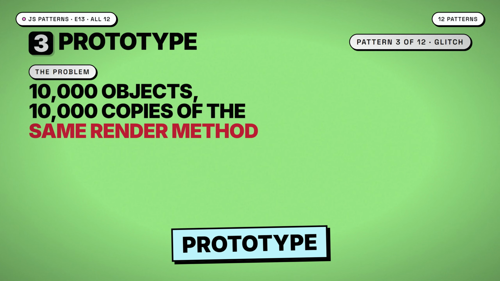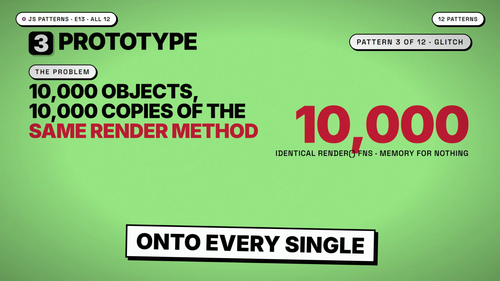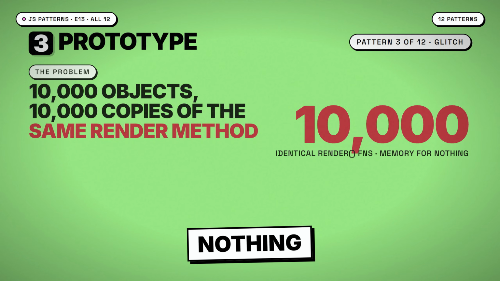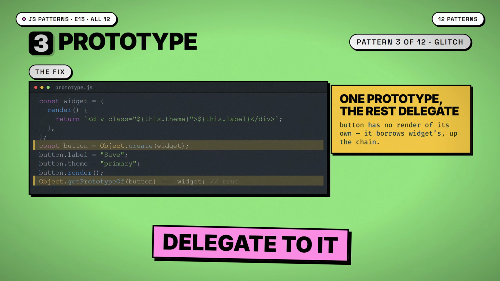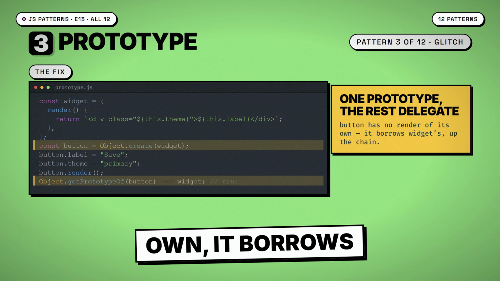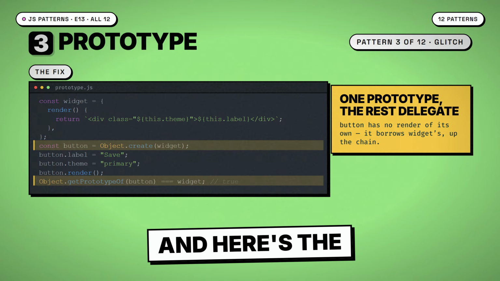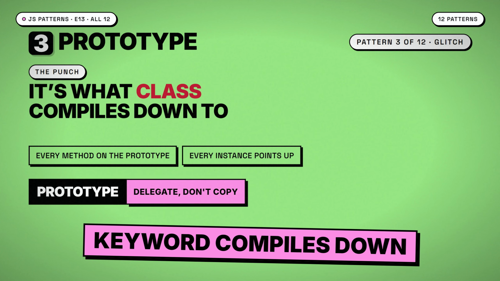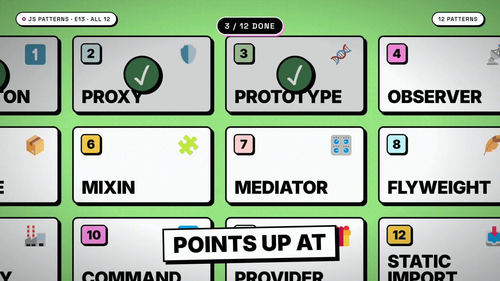Pattern 3, Prototype. You spin up 10,000 objects and copy the same render method onto every single one. 10,000 identical functions, eating memory for nothing. Instead, put the method on one prototype object and let the rest delegate to it. Object.create, widget, and your button has no render of its own. It borrows widget's. One copy, shared by all. And here's the kicker, you already do this every day. It's literally what the class keyword compiles down to. Every method lives on the prototype. Every instance just points up at it.